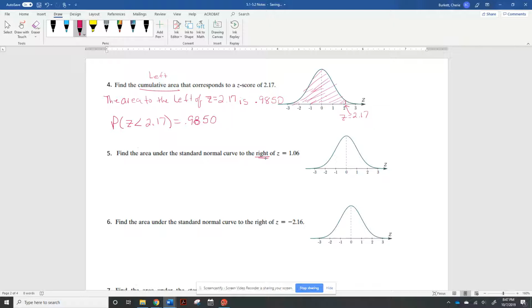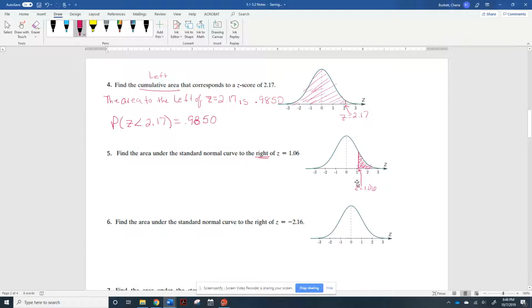So this says to the right of 1.06. So 1.06 is going to be just a smidge beyond number 1. So this right here is going to be a z-score of 1.06. And we want this area right here. Okay, I'm going to do the calculator first because it makes more sense. And then I'll show you how to use the z-table.